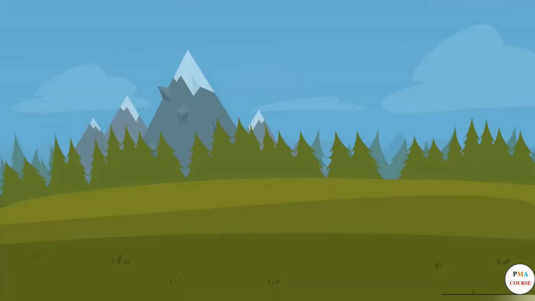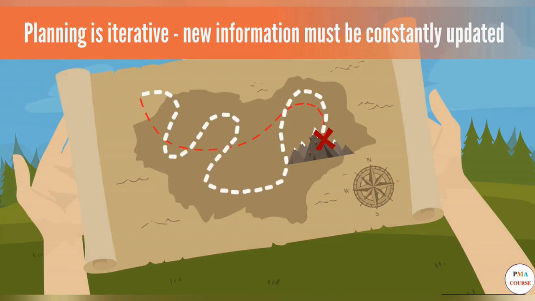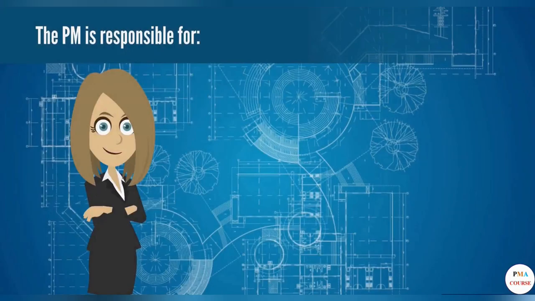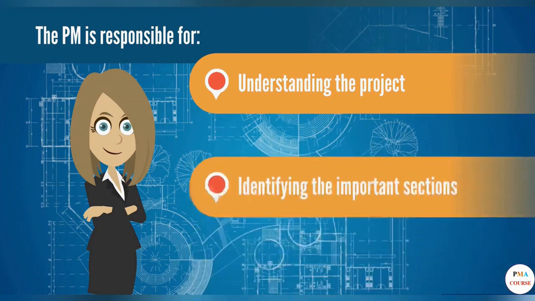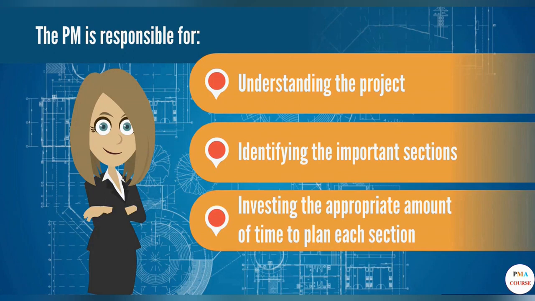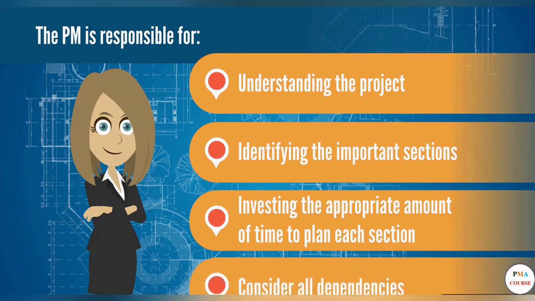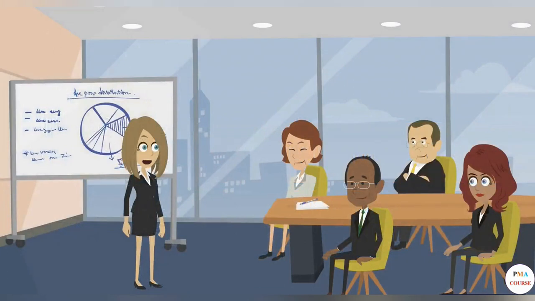Both of these fit into the fact that planning is iterative. New information about changes can come to light, meaning the project manager may have to go back and update plans. We also learned that the project manager is responsible for understanding the project, identifying the important sections, and investing the appropriate amount of time to plan each section and consider all dependencies. They must uncover all available data and engage different stakeholders to obtain information critical for planning.